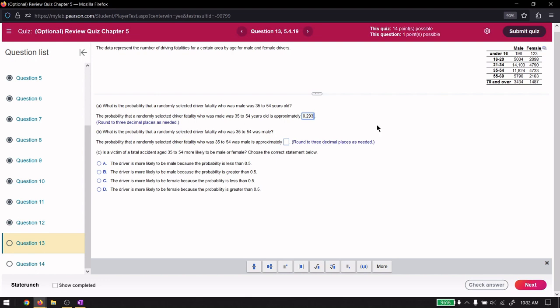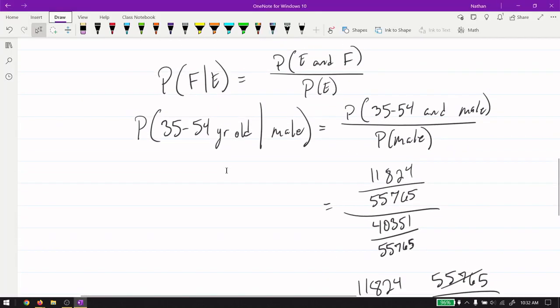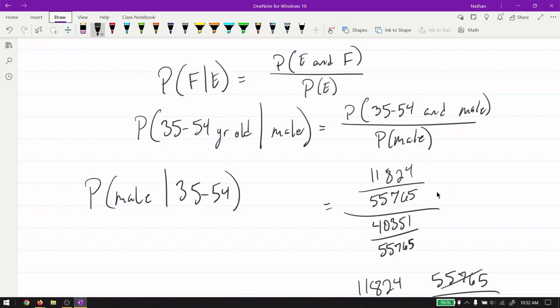Okay, what is the probability that a randomly selected driver fatality who was 35 to 54 was male? So now we're doing the other way around. So we're given that they were 35 to 54, but now they're male. So we can use the same exact idea to do this. But now we're going to flip the two of them. So now it's the probability of male given that they were 35 to 54 years old. And really, what we've learned from this previous one should tell us what we need to solve here.